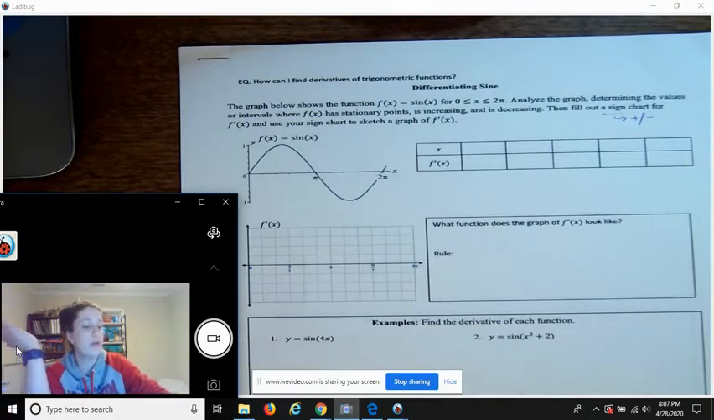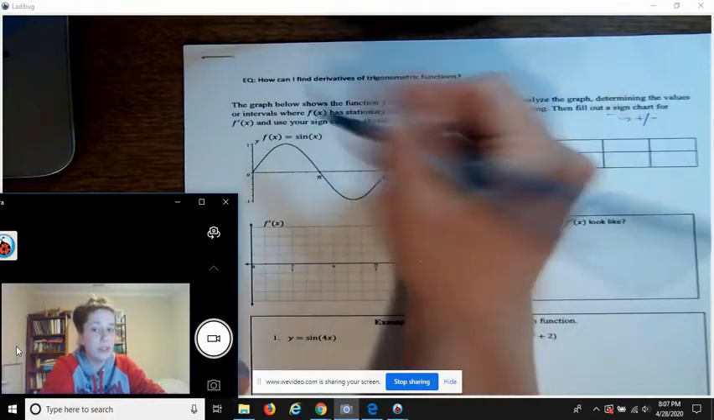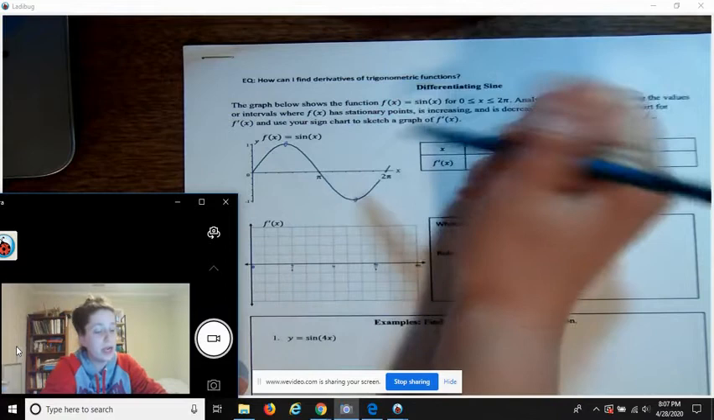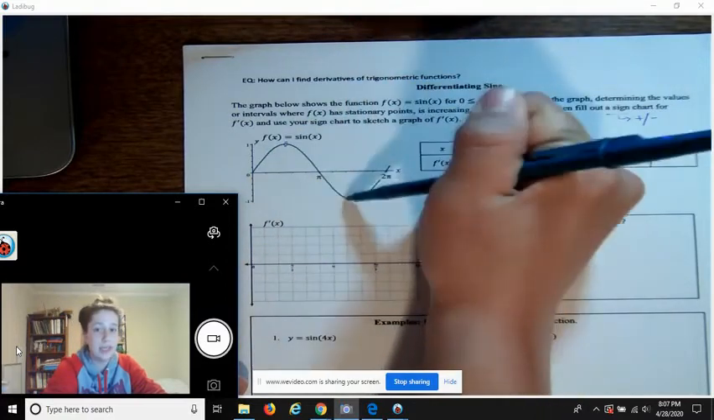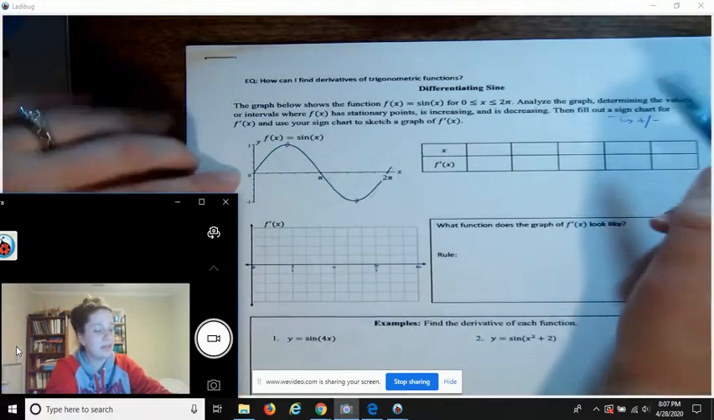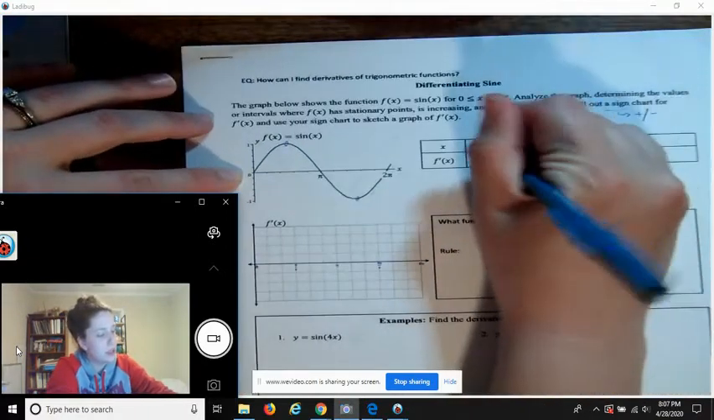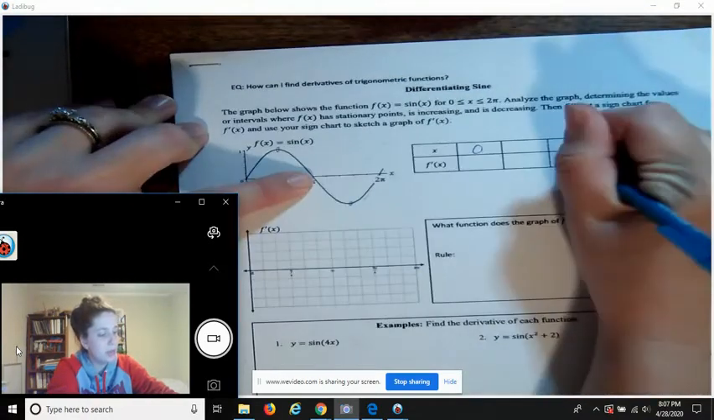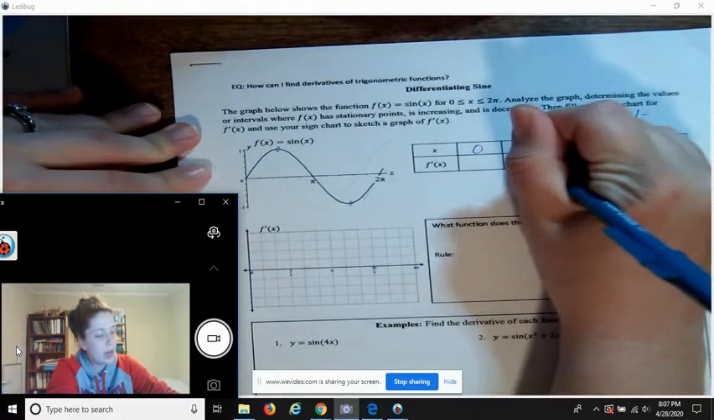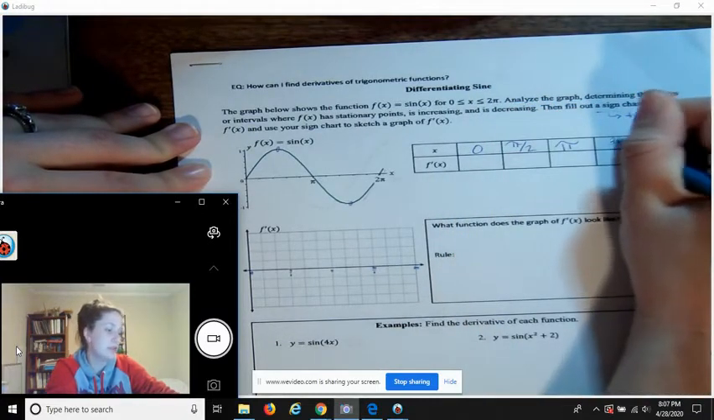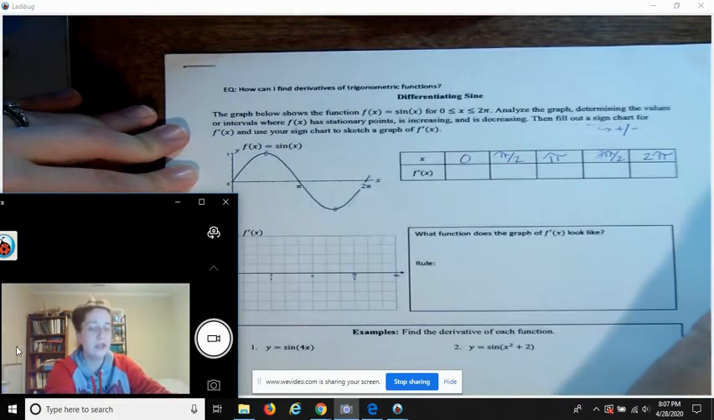Okay, so it wants you to look at your graph here, and notice there's a stationary point here, stationary point there, increasing, decreasing, increasing. And then here, we have x values, right? We start at 0, we end at 2 pi, okay? We have pi in the middle. This means that pi over 2 must be right here, and 3 pi over 2 is going to be right there. Okay, so these are the little intervals that it wants you to look at.